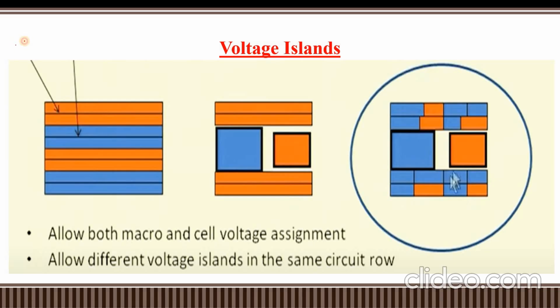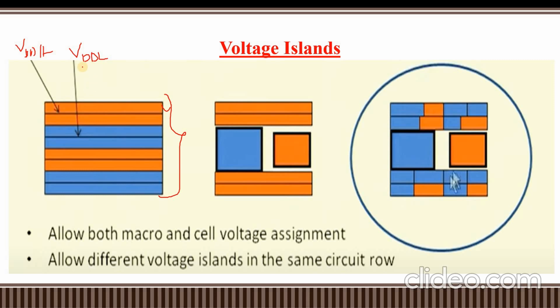So this orange color may be VDD high, suppose VDD high. This blue color will be VDD low. Okay, it is a standard cell kind of placement. The cells are arranged in rows like this. So all these cells are arranged in rows. This orange indicates VDD high. This blue color indicates VDD low.